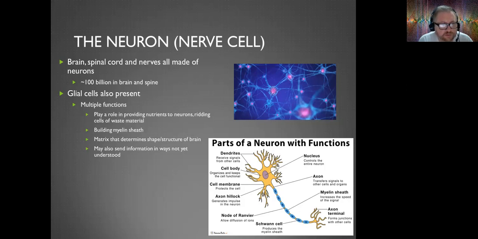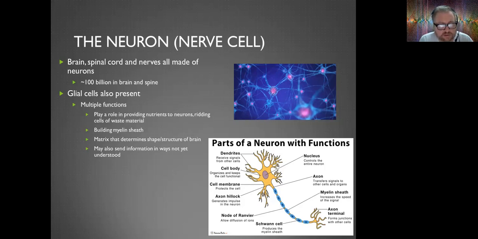And of course, when the neurons are doing their thing, which we'll talk about in a little bit, there are waste materials and byproducts that have to be removed and transferred into our veins, which will then be excreted through the kidneys in the urine. And again, the glial cells play that role.